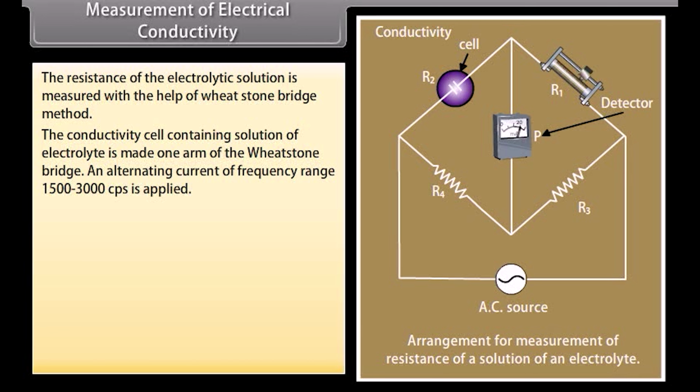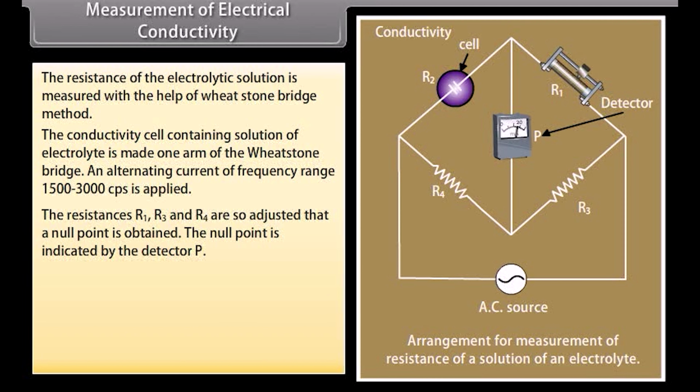Direct current is not used here because it causes electrolysis and results in the change in concentration of electrolytic solution near the electrodes, resulting in polarization effects. The resistances R1, R3 and R4 are so adjusted that a null point is obtained. The null point is indicated by the detector P. At null point, R1 upon R2 is equal to R3 upon R4.